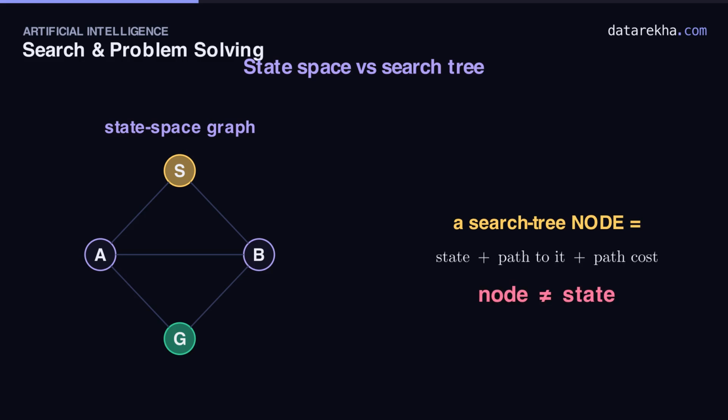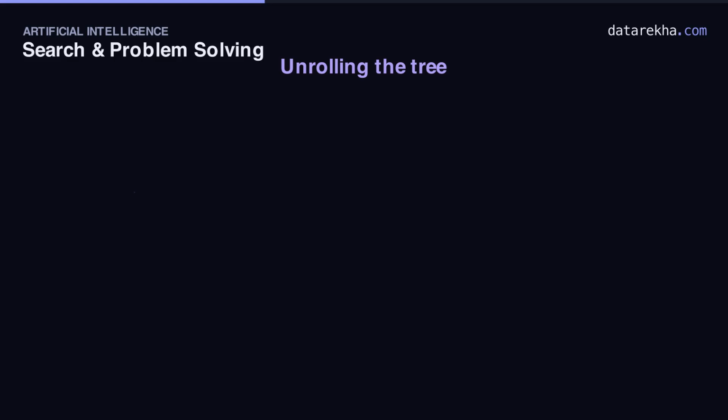A search algorithm, though, doesn't walk the graph directly. It grows a search tree. And a node of that tree is not just a state. It's a state, plus the path used to reach it, plus that path's cost. Node is not the same thing as state. So the very same state can sit inside many different tree nodes, one for each route that reaches it. Hold on to that. In a moment, you'll watch it happen. Here's the graph on the left. Now watch it unroll into a search tree on the right, starting from S.